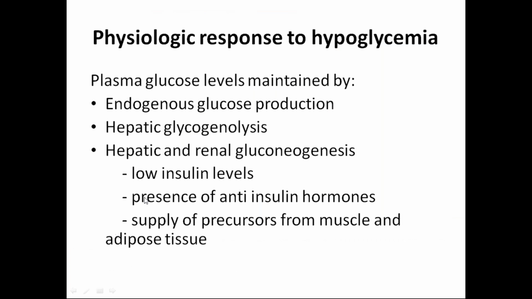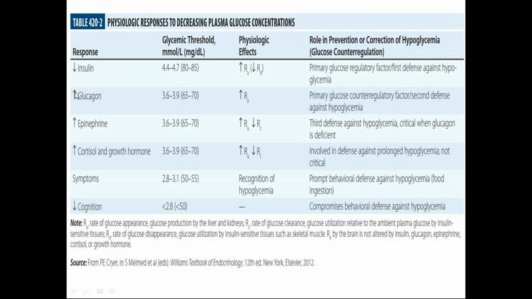As we have seen here, when there is a presence of an anti-insulin hormone like glucagon, it increases the glucose levels. So at the 65 to 70 levels, the glucagon levels are increased. This is the second defense against hypoglycemia. So these all are primary glucose regulatory factors. One is regulatory and another is counter-regulatory. After this rise of glucagon, the glucose will rise, and simultaneously, when the glucagon is raised, the body also produces epinephrine. This is the third defense against hypoglycemia.